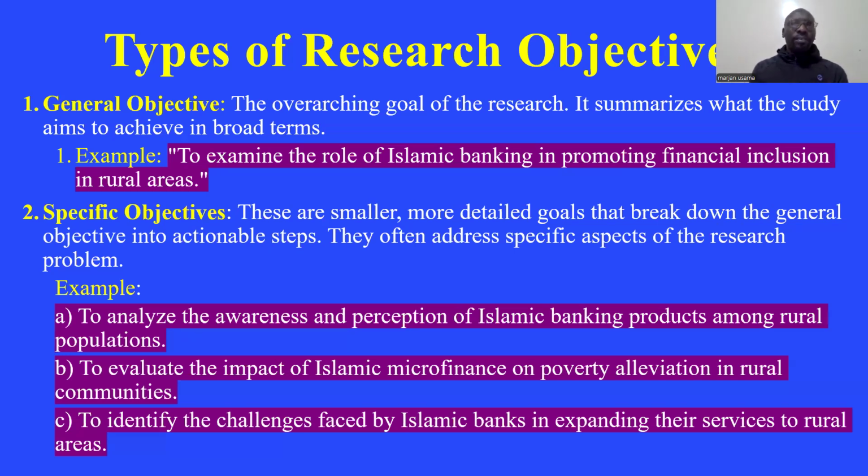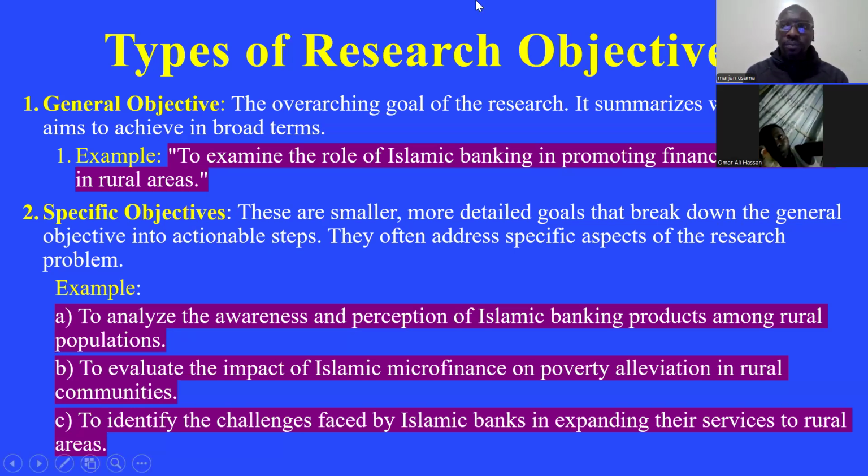And I don't know why, basically, because in many universities, the general objective is normally the purpose of the study. So in some universities, the general objective is the purpose of the study. Then the specific objectives are just the objectives. There is no specific objective. So they use purpose of the study and objectives of the research.